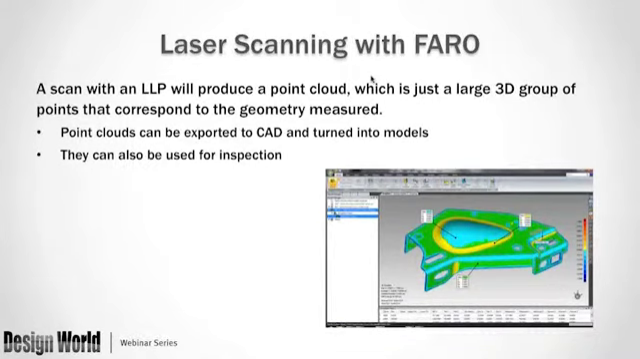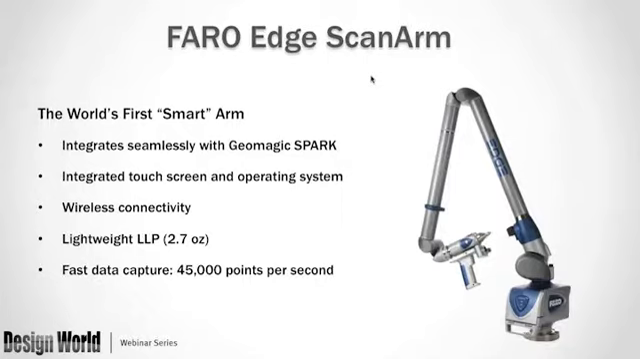A scan with a laser line probe will produce a point cloud, which is just a large 3D group of points that correspond to the geometry measured. Those scans are typically acquired for two main reasons. The point clouds can be exported to CAD and developed into models for downstream use in activities such as simulation, analysis, or development. And they can also be used for inspection, which confirms the product's dimensions and can initiate actions such as troubleshooting or corrective action responses.